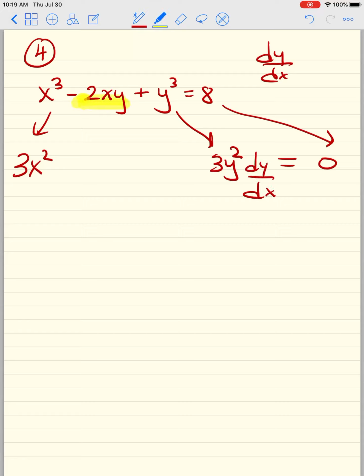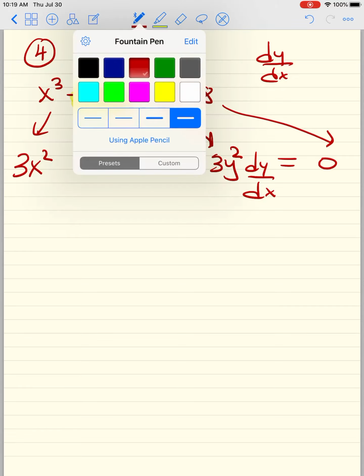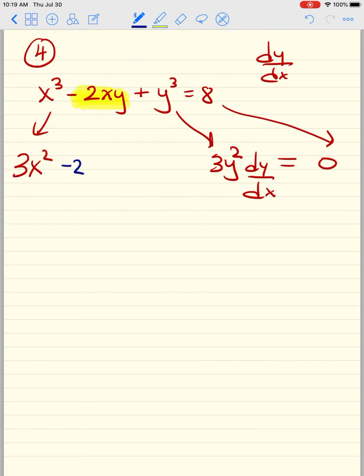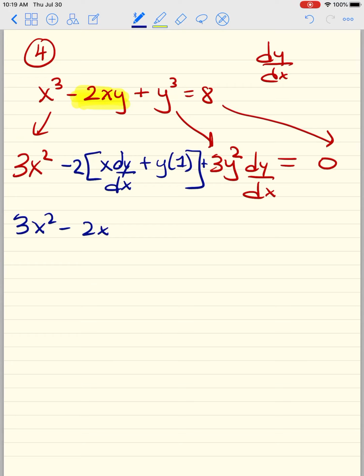Now the middle part is a product rule. So the product rule is I'm going to keep the minus 2 out. I'm going to keep the first. Derivative of y is dy/dx, plus keep the second. The derivative of x is 1. Okay? And now you're just about done. You just have to clean this up to solve for dy/dx.